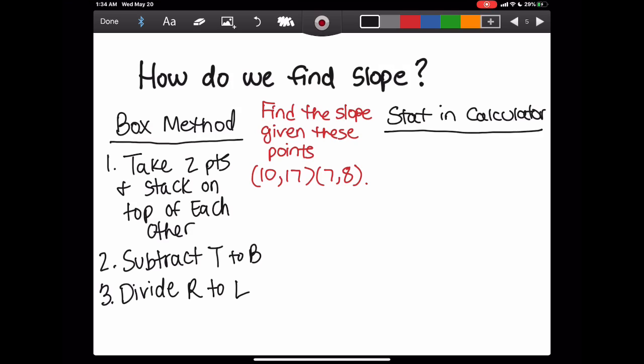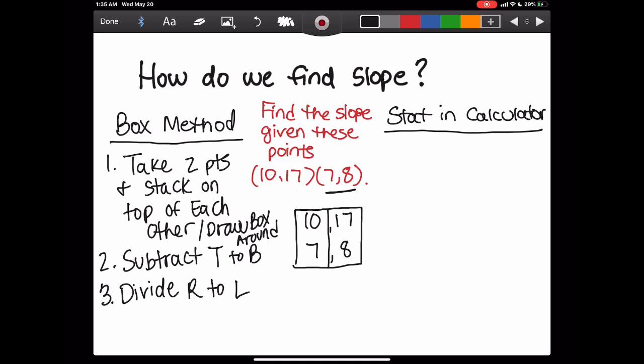I'm going to do these steps right now. So step 1 says take my 2 points. I have 1 point, 10, 17, another point, 7, 8. I'm going to stack them on top of each other. I'm not going to take my first point and stack them side by side. No, I'm going to write down exactly what I see: 10, 17. And then I'm going to take my other point, 7, 8, and put it right underneath my first point. Draw a box. I should have added that into my steps, I'm sorry, because you're going to want to draw a box around these 2 points right here.